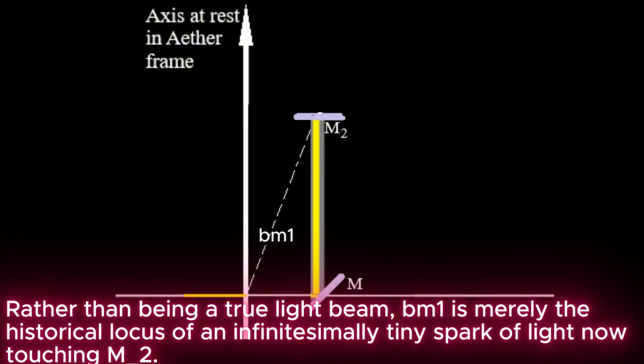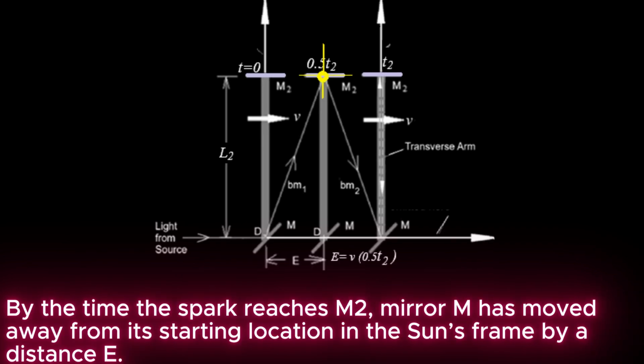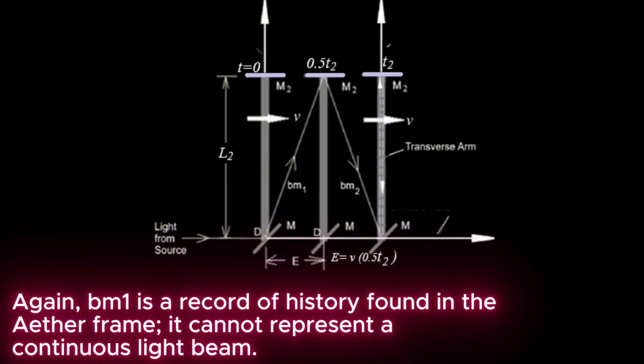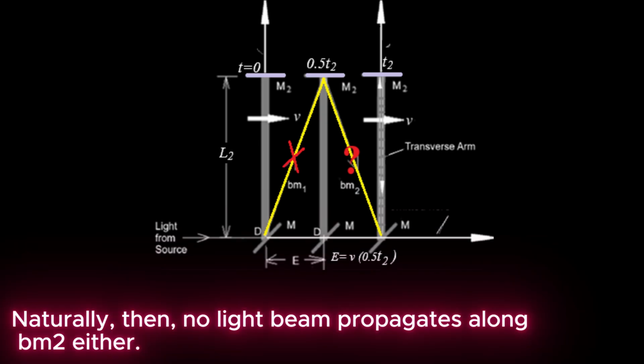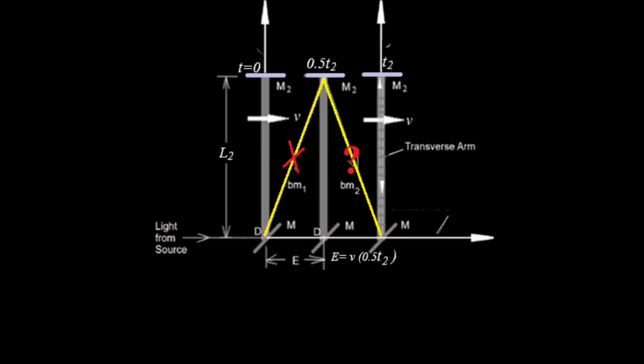BM1 is merely the historical locus of an infinitesimally tiny spark of light, now touching M2. By the time the spark reaches M2, mirror M has moved away from its starting location in the Sun's frame by a distance of E. Again, BM1 is a record of history found in the Aether frame. It cannot represent a continuous light beam. Naturally, then, no light beam propagates along BM2 either.